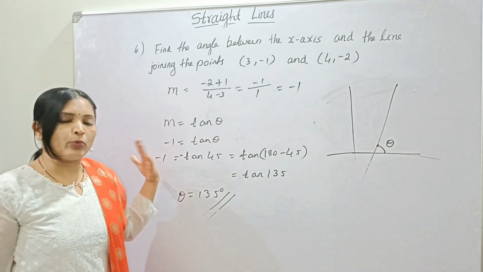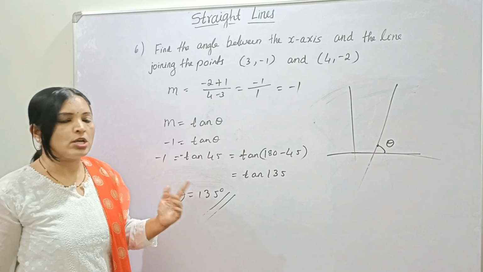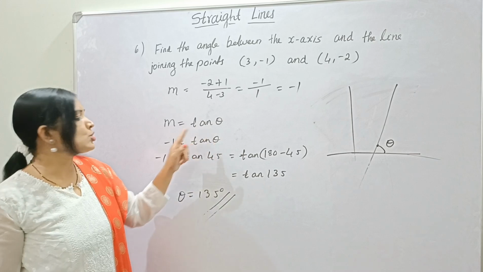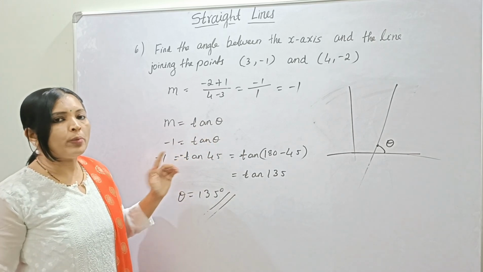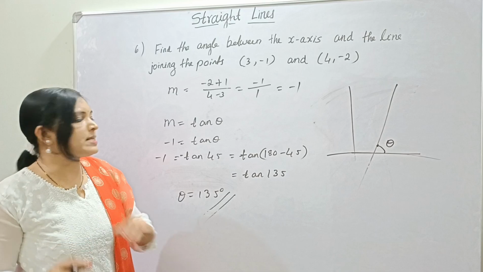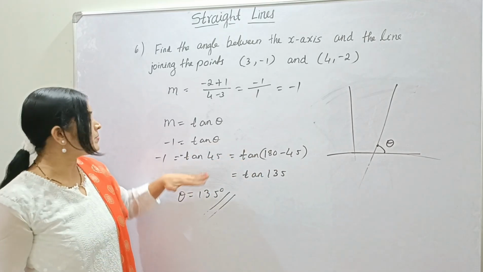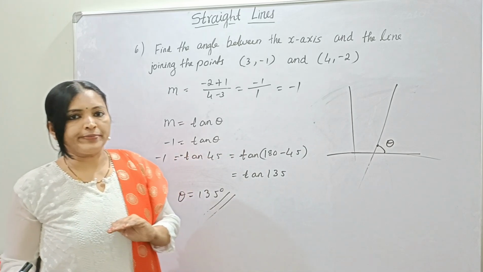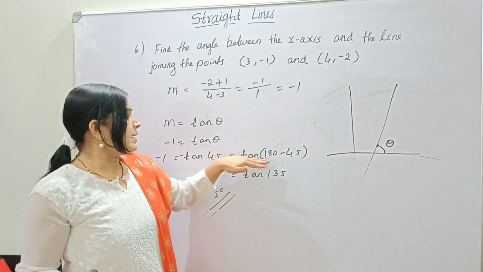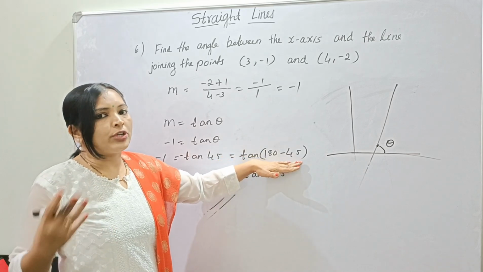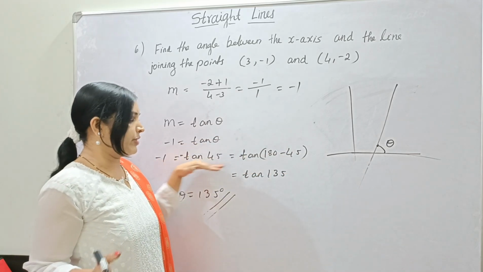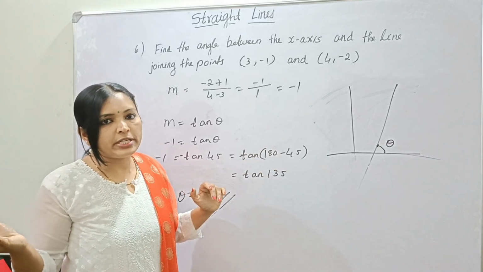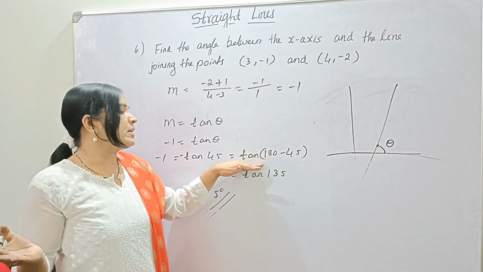Now tan 45 is 1, so minus 1 is equal to minus tan 45. We have to find theta, right? So we have to cancel this minus. So by applying some trigonometric identities, we will rewrite this. Okay, minus tan 45 is tan 180 minus 45. That is tan 180 minus 45 is minus tan 45. That is tan 180 minus theta is minus tan theta by trigonometric identity. Okay, so we have rewritten this.